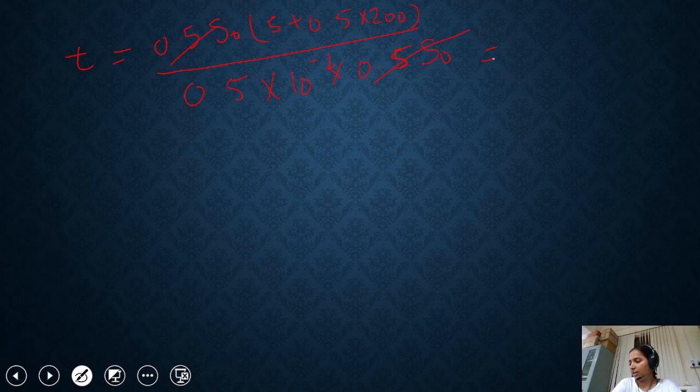Okay, I'll write it. It will become 0.5 of S naught into 5 plus 0.5 into 200, 0.5 into 10 raised to the power minus 2 into 0.5 of S naught. This is 5. So when you solve this, time will come around into 10 raised to the power 3 divided by 5.